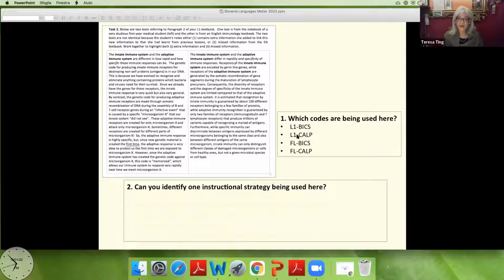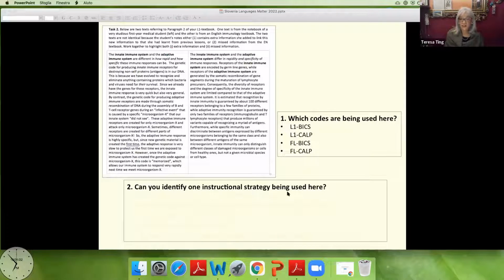And they're referring to the L1 CALP because they're referring to the L1 textbook, right? Okay, and here is the foreign language BICS. So the only thing that's not being used here is L1 BICS in this task.